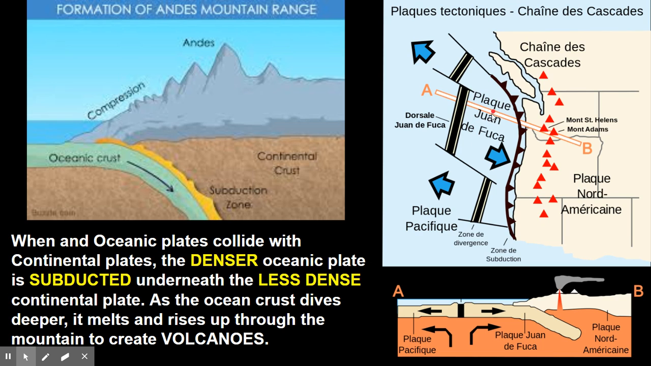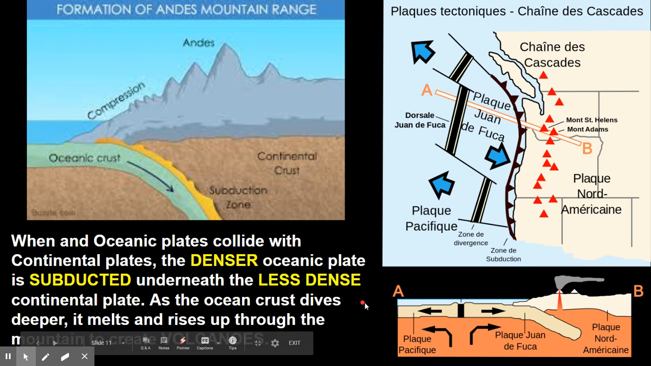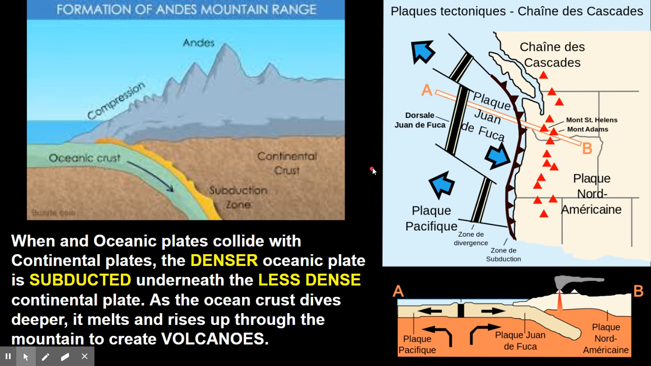We have the Juan de Fuca plate that is subducting underneath the North American plate, creating this line of volcanic mountains called the Cascade Range. So when oceanic plates collide with continental plates, the denser oceanic plate is subducted underneath the less dense continental plate, and as the ocean crust dives deeper, it melts and rises up through the mountain to create volcanoes.